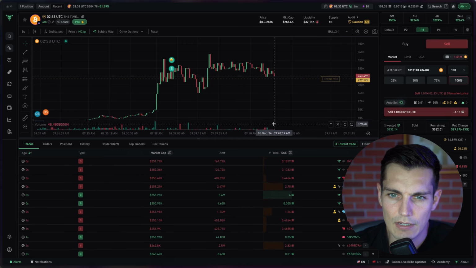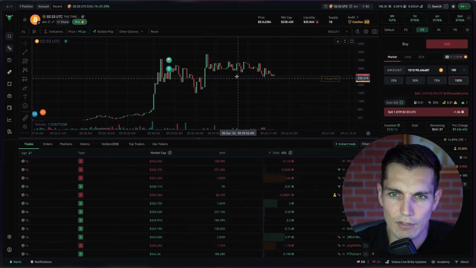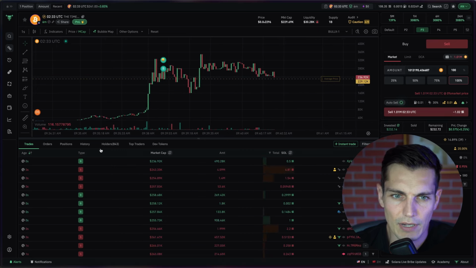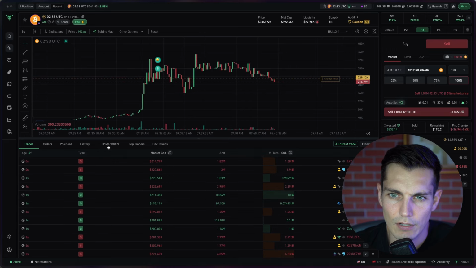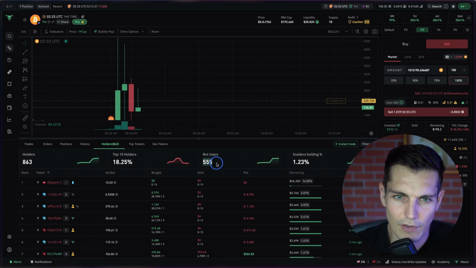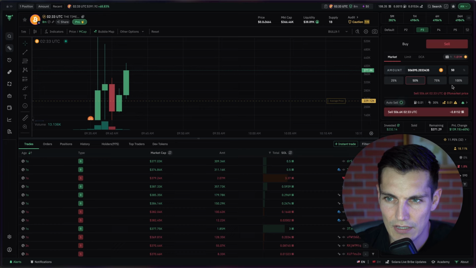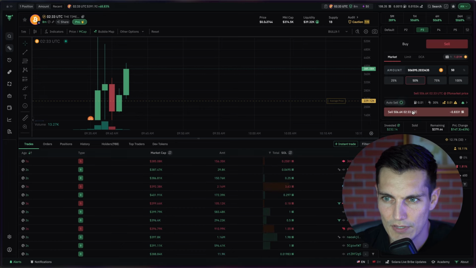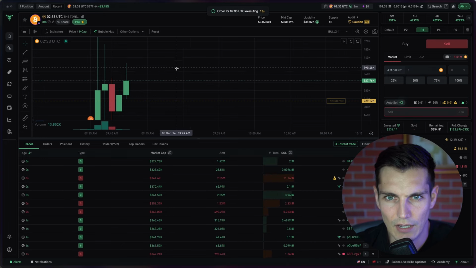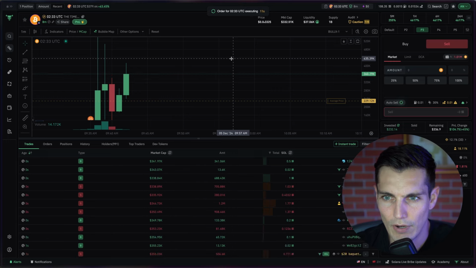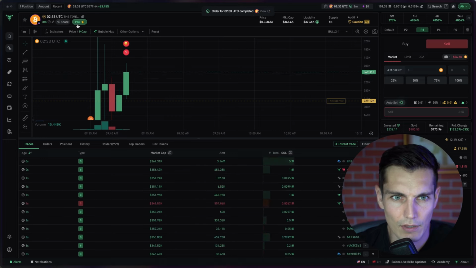Volume is still quite strong on the 1 second chart. We're in a bit of a downtrend, but the number of holders is going up. Bot users 555. This thing is getting sniped. This thing is getting a lot of people in. The movement is insane on it. I'm gonna sell 50% here. So like this, I can ride the rest pretty much stress-free.